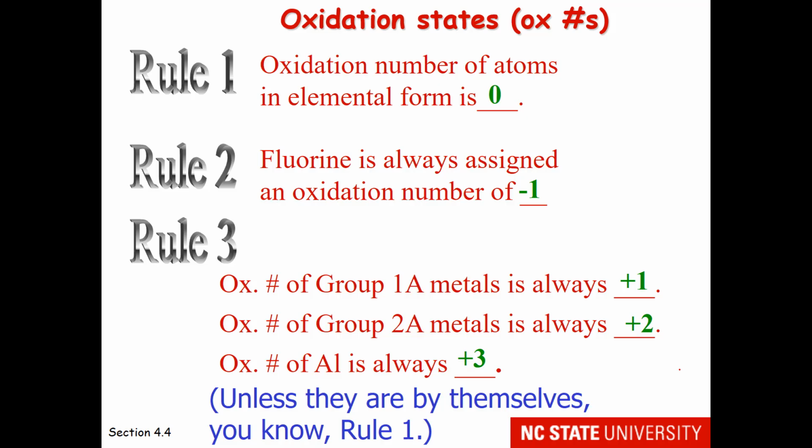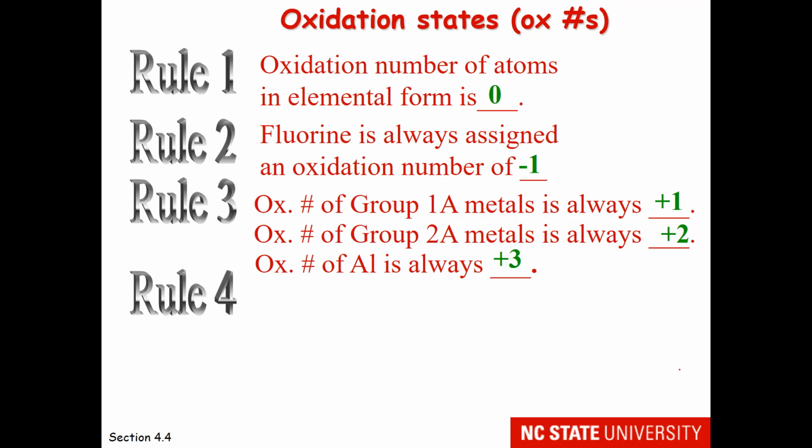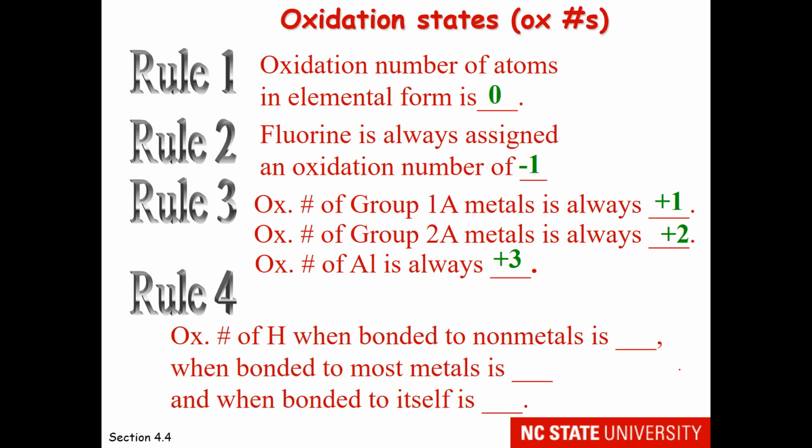And don't forget, the rules have a priority ranking. So rule 1 is more important than rules 2 or 3. So if you encounter aluminium by itself, in its elemental form, the oxidation state would be 0. Rule 4. Rule 4 deals with the unusual position of hydrogen.